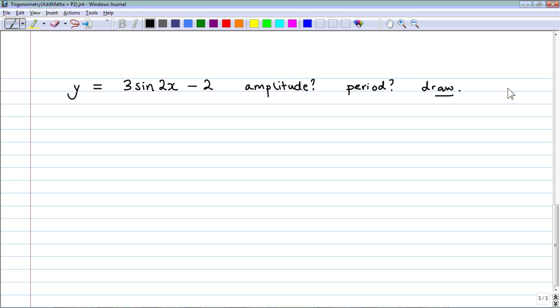Oh, I should also say we need to be able to easily state maximum and minimum values of these graphs and where they occur. So how do we do this? First of all, amplitude.